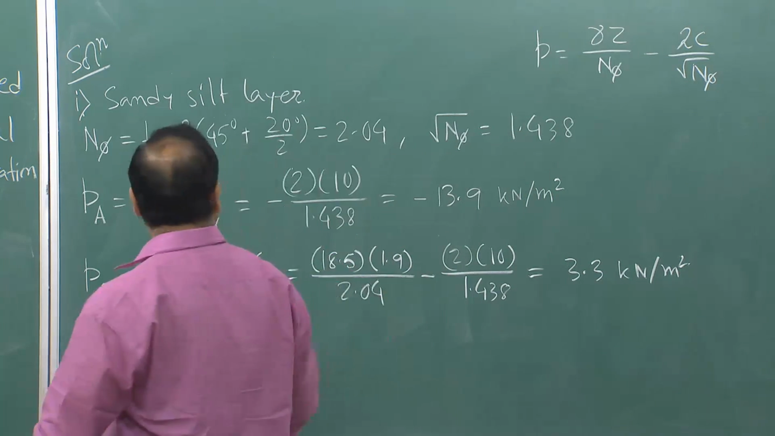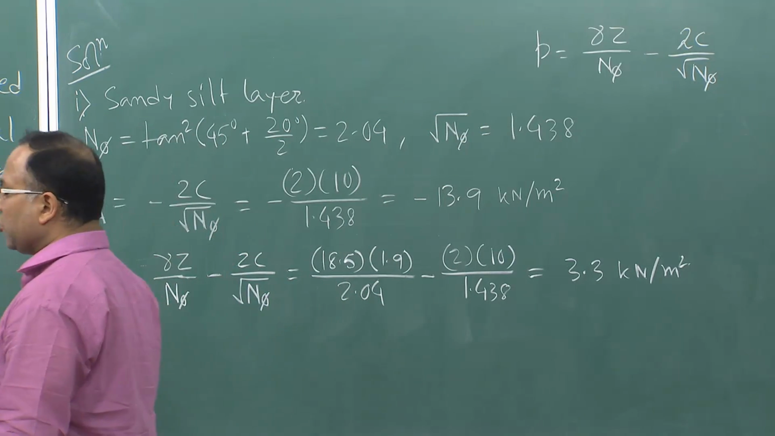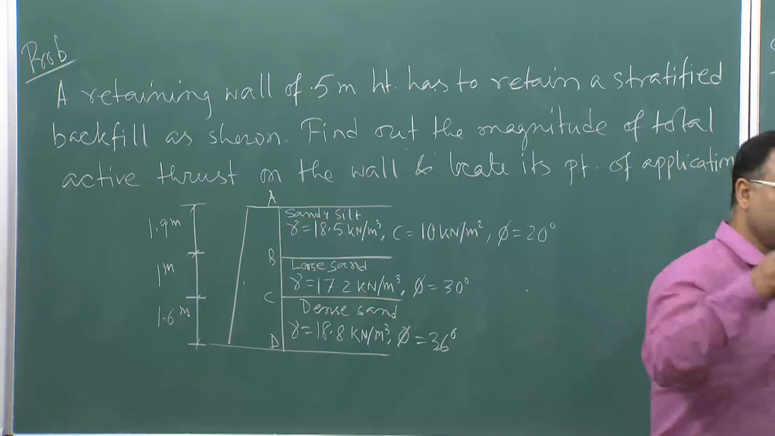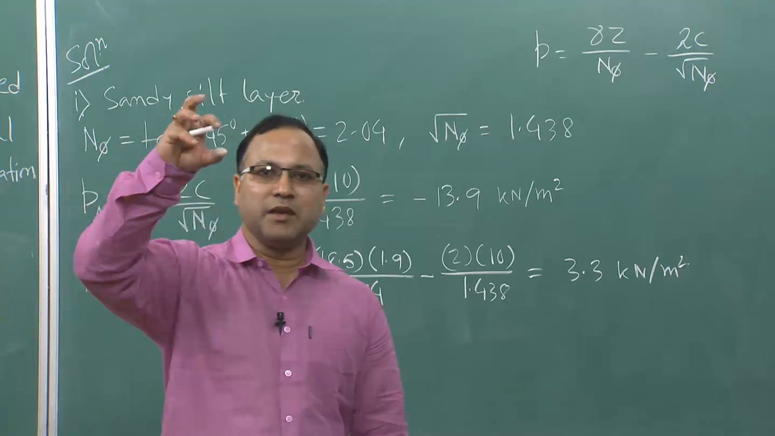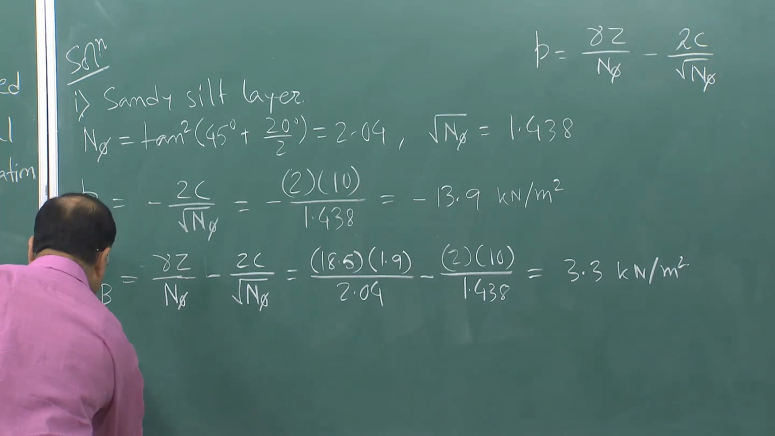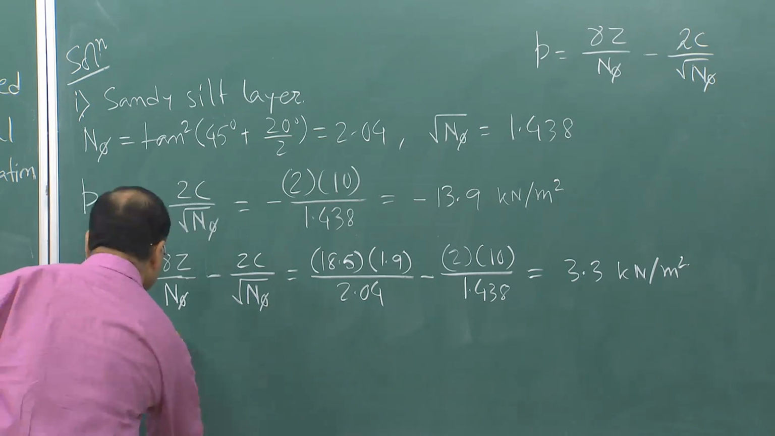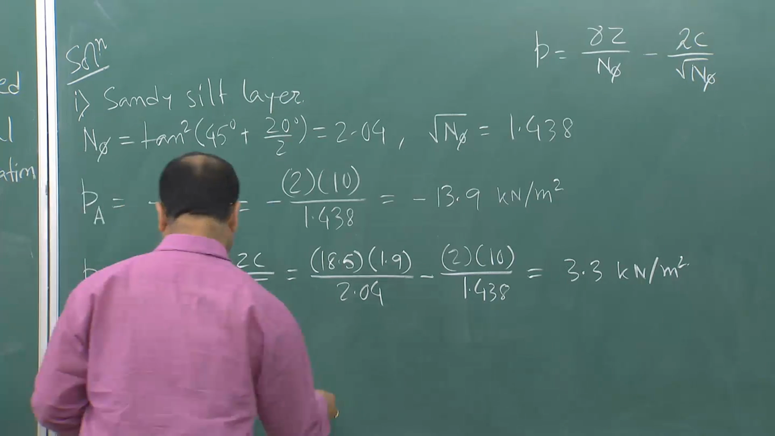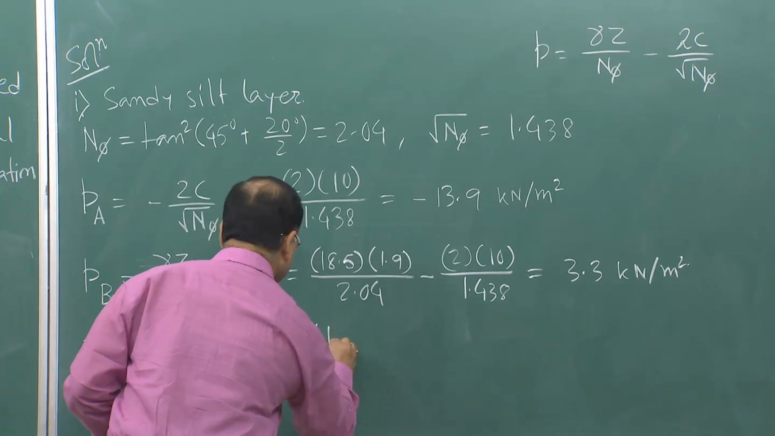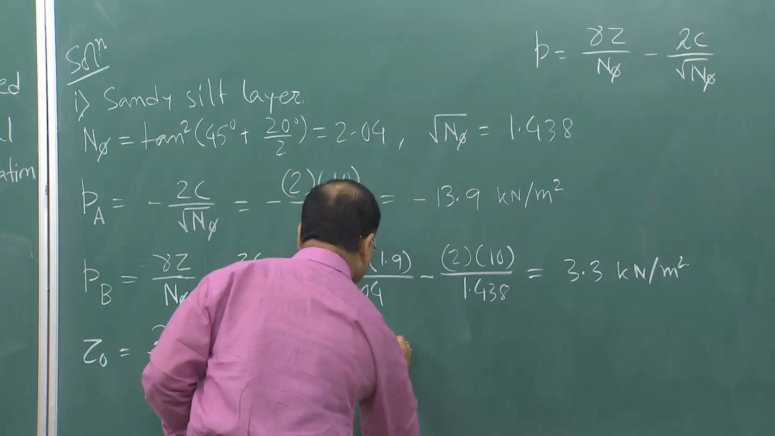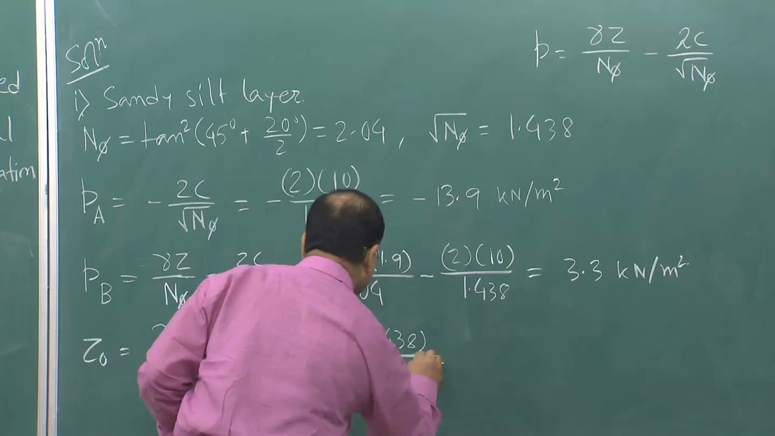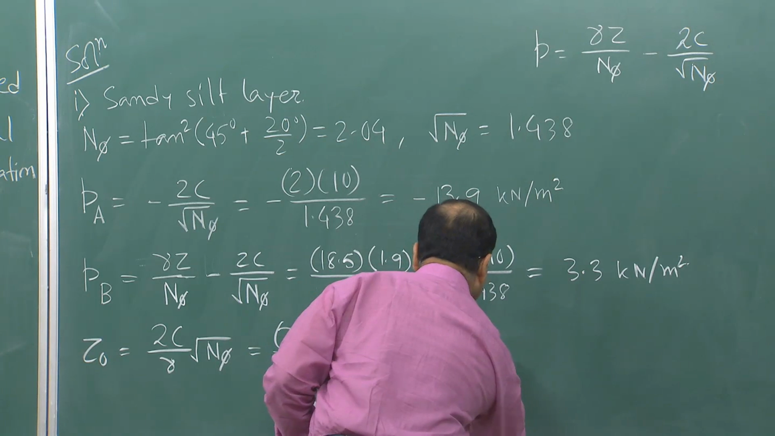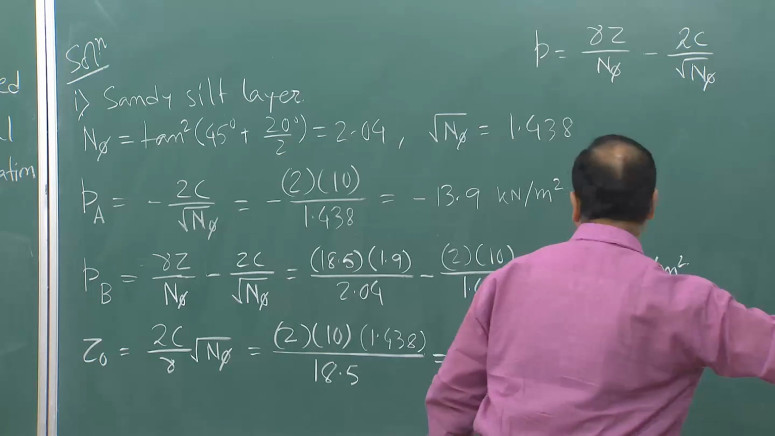Now, because you have the cohesion in the top layer, you may expect the tension crack. So, that zone of tension crack will be defined by the depth z naught. So, we need to calculate z naught. So, z naught will be equal to 2c by gamma into root over n phi, which is equal to 2 into 10 into 1.438 divided by 18.5, it gives me 1.55 meter.